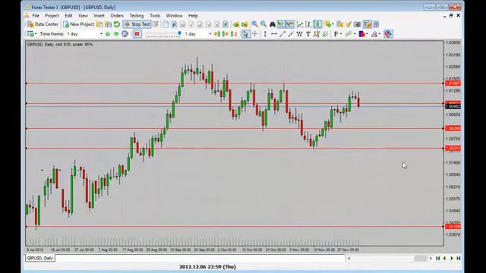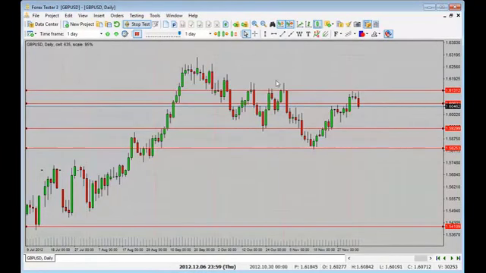There we go. So that one is actually not a pullback. That looks kind of like a reversal candle. It looks like price got stuck at this level and didn't quite make it to the next high. Okay, so after this candle close, any guesses on where we expect the price to go?